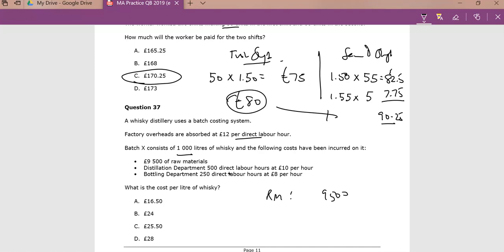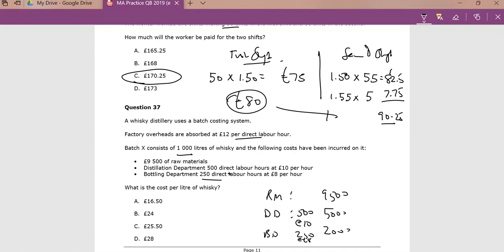Direct labor hours for the distillation department: that's 500 hours at £10 each, which takes us to 5,000. And the bottling department, you had 250 direct labor hours at £8, which takes us to 2,000.